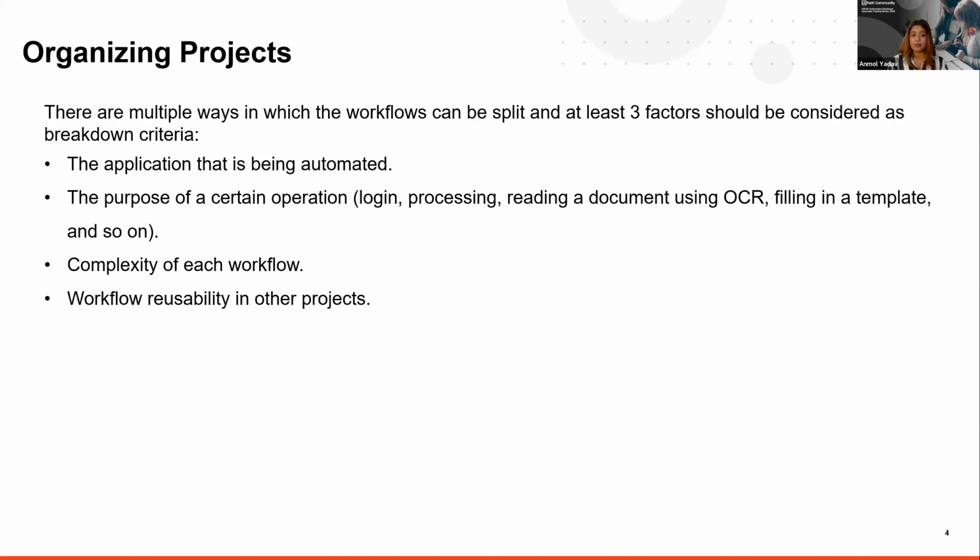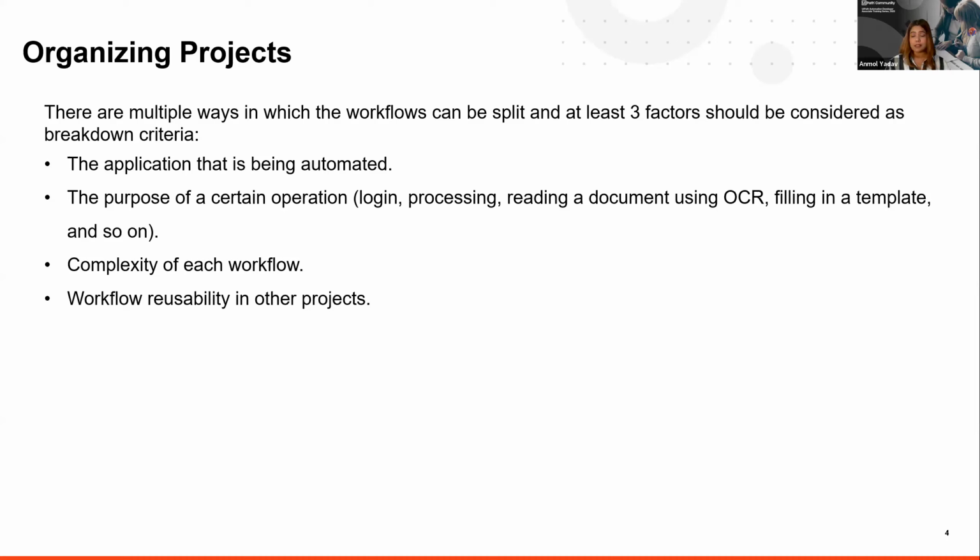The second is the purpose of a certain operation. For example, login, pre-processing, reading a document using OCR, filling in a template, and so on. Let's take the same example of Amazon, right? Now, if you're automating the process to place an order, the best logical break of the process could be that you have a login workflow, a workflow to search for an order, and a workflow to place the order. So 3 different purposes. One is logging in, one is searching for the order, and the third is placing the order. And you've kept them in 3 different workflows. And that's how you would organize your project the best way.